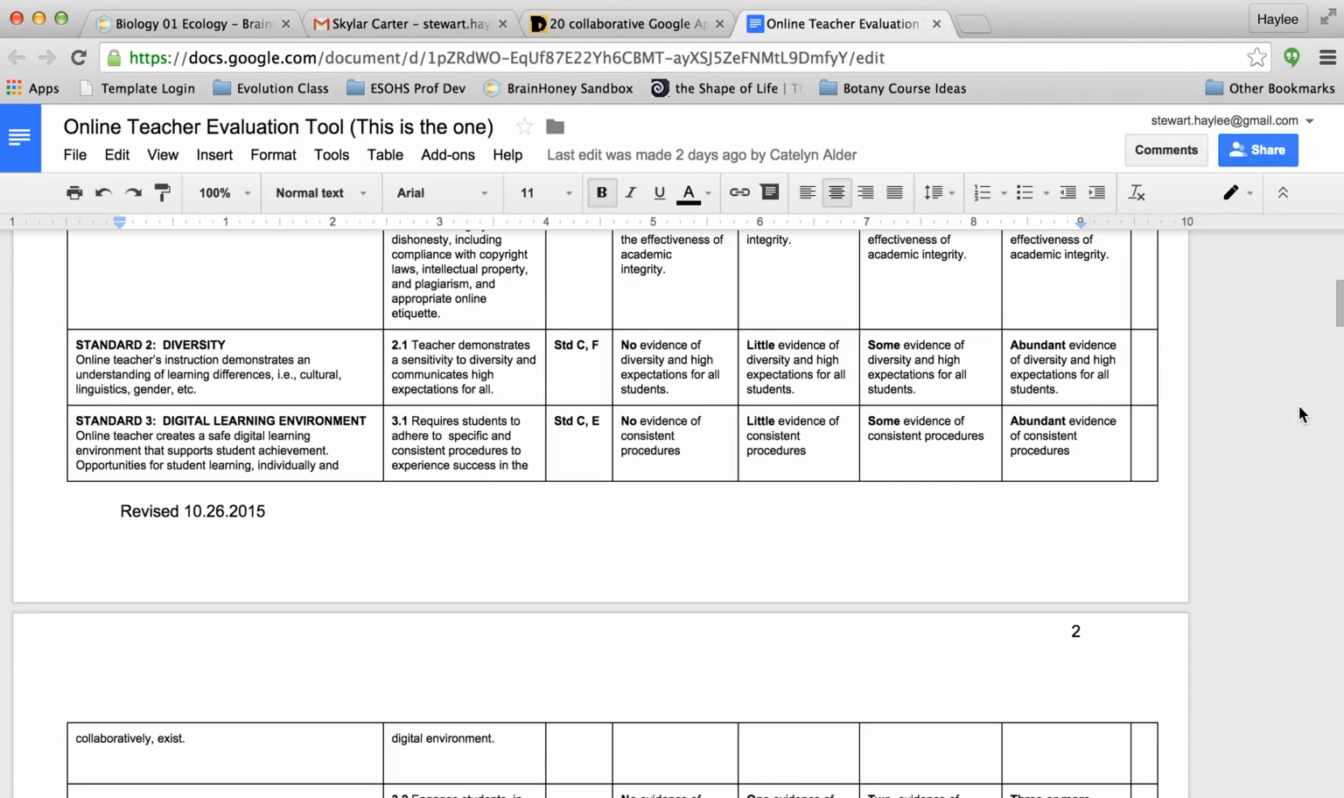So Standard 3.1 requires students to adhere to specific and consistent procedures to experience success in the digital classroom. I kind of see these as the rules and guidelines and policies you set as an online teacher that help your online class run smoothly. Students know what to expect, they know your rules, they know your policies and procedures, and so that helps them be successful in the online environment.